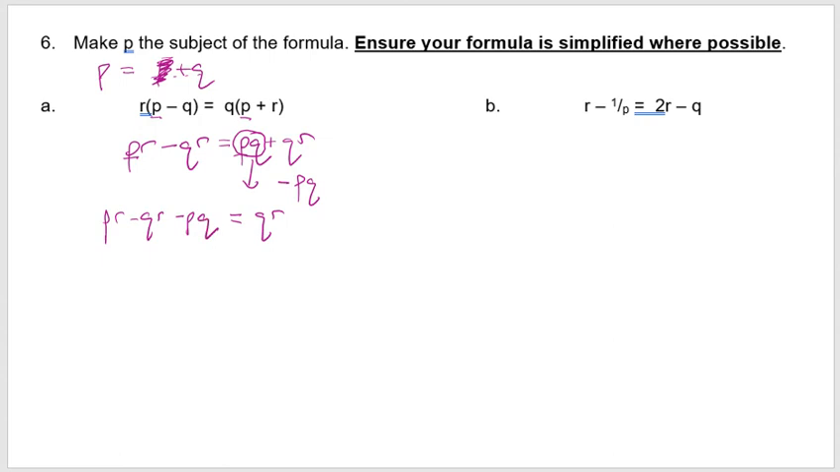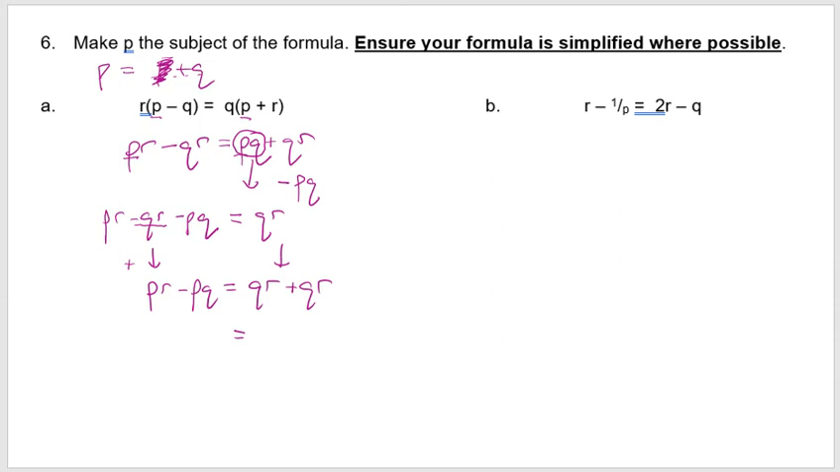So on the left hand side I still have my term not involving my subject, so I'm now going to remove that. It's a negative term, so I'm going to add it. To remove it, do the same on the other side, leaving us with PR minus PQ on the left and QR plus QR on the right.